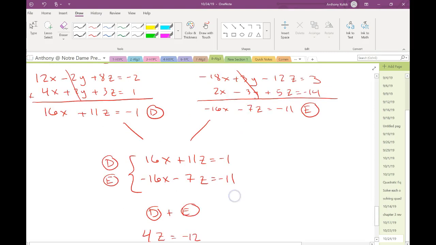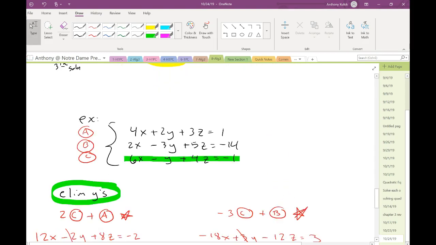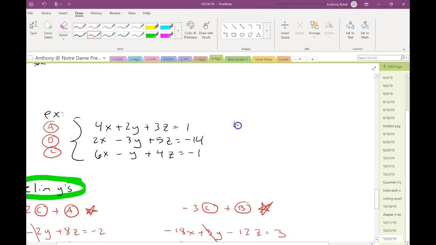So if I go back to my flow chart, what I just did was the solving step, and we got our second solution. The last thing I need to do now is to plug both my first and second solutions back into a 3-variable equation and solve for that remaining third variable. So I already know an answer for y and an answer for z. I just need to find my answer for x. So I'm going to plug those into, say, the first equation.